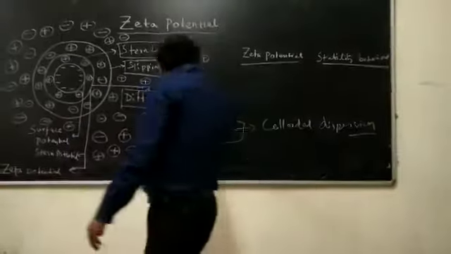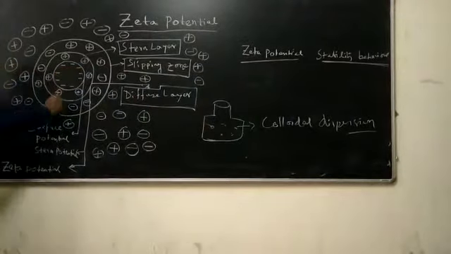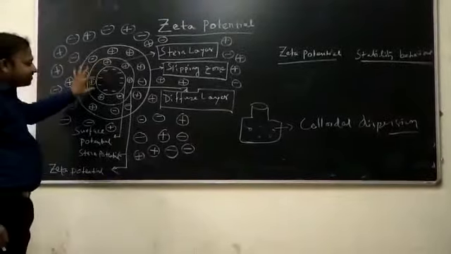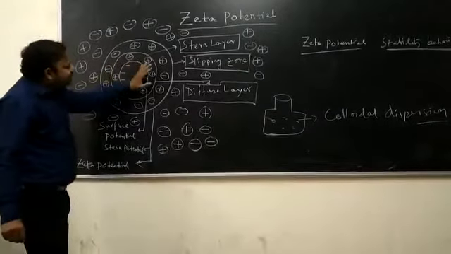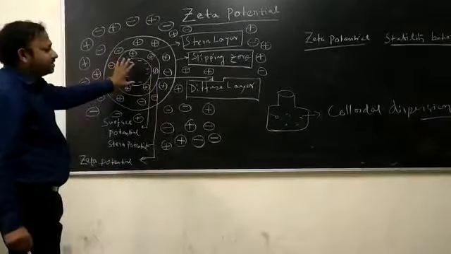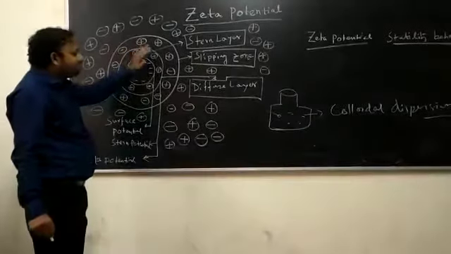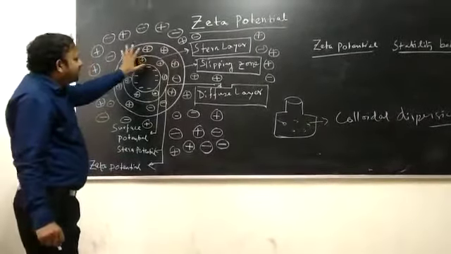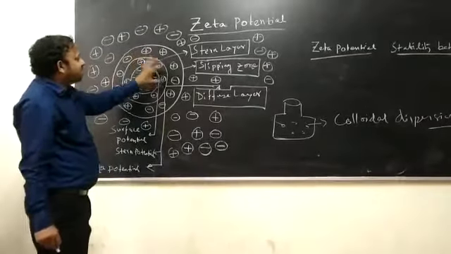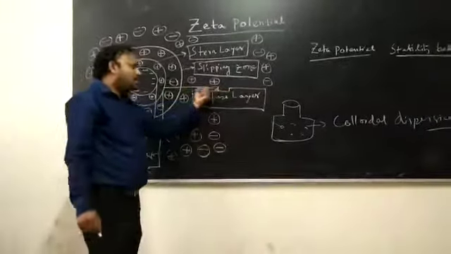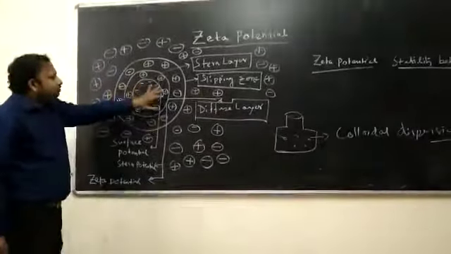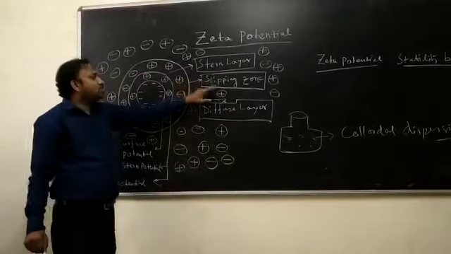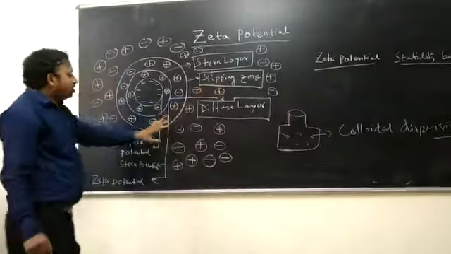And if I consider one particle here, it has a negative surface charge, and its adjacent layer, which is tightly bound to the particle surface, has ions of the opposite charge. After that, beyond the adjacent layer, there is an equal amount of positive and negative charge coming from the bulk of the dispersion. The first layer is known as the Stern layer and the second layer is known as the slipping zone.